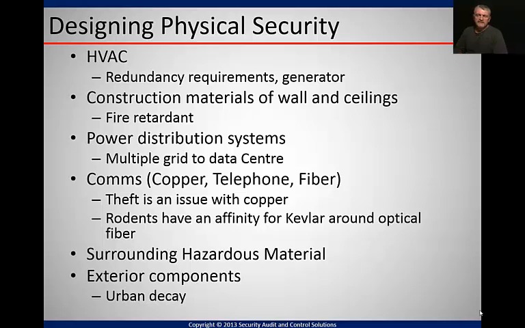Now, when we design physical security as well, we have to consider a couple of things. For example, heating, ventilation, and air conditioning. Are there any redundancy requirements, such as generators? Construction materials of the walls and ceilings: are they fire retardant? What is the close proximity environment? Power distribution systems, such as multiple grids and data centers. Communication items such as copper telephone wires and fiber optics.